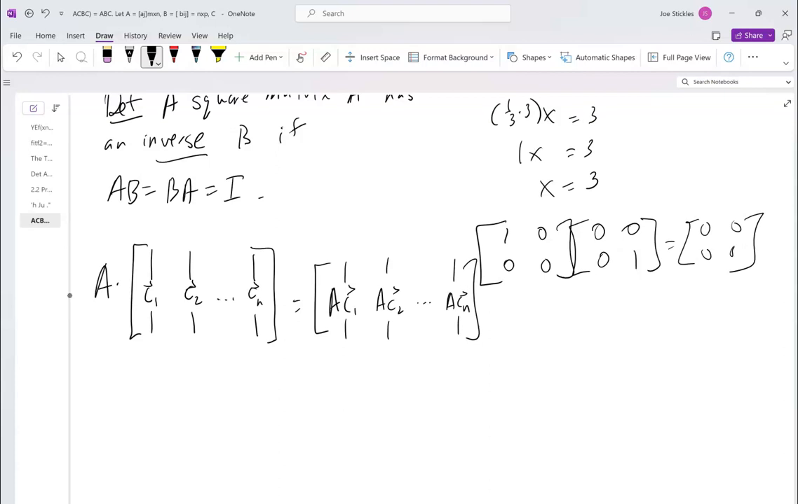This looks like a system to solve, doesn't it? A times some magic vector C1 equals 1, 0, 0, 0, 0. You know how to solve that. Doing row reduction, right? Same idea here, same idea here. So we're going to talk about how we can find these columns using row reduction. That's how we're going to find an inverse matrix. Okay? Basically, we've got n systems of linear equations to solve. We'll just do them all at the same time. We'll do that next time, and then talk about some properties of inverse matrices.